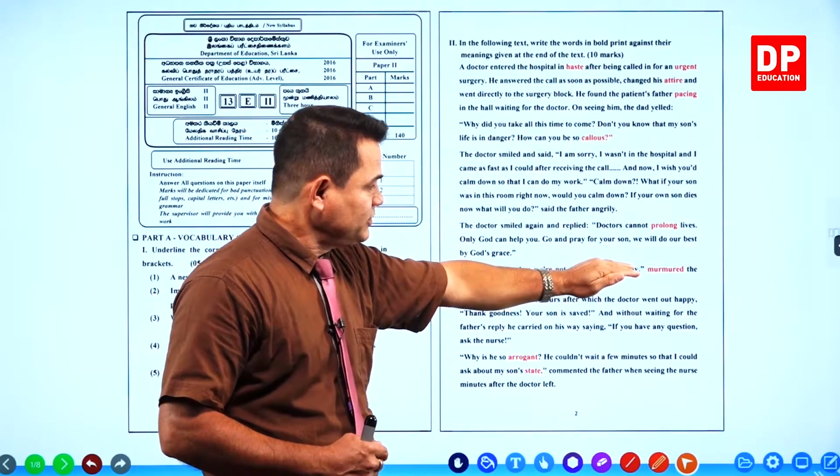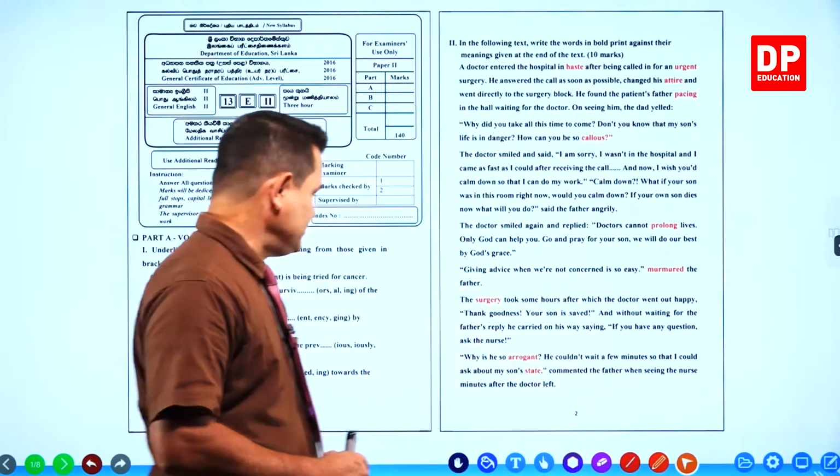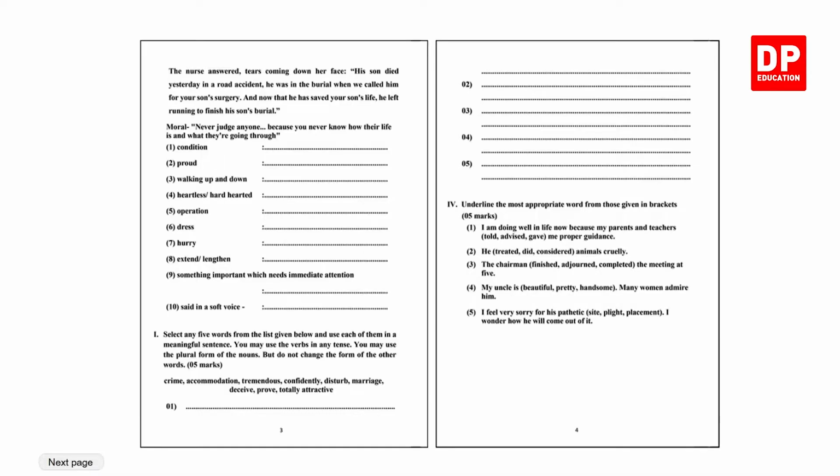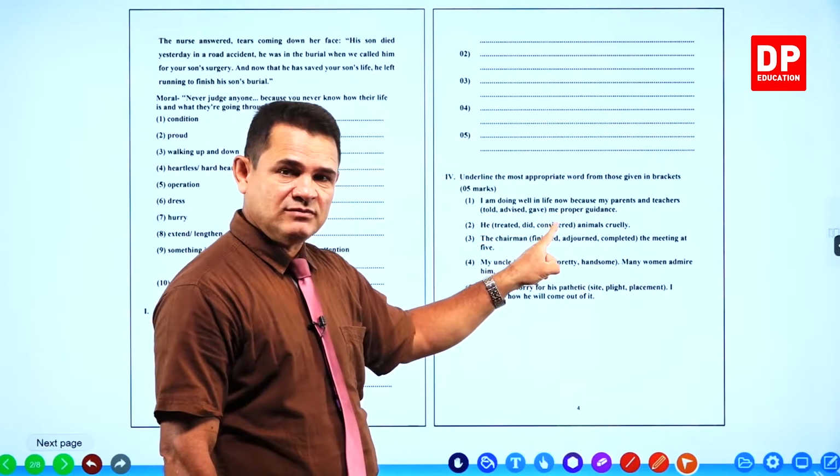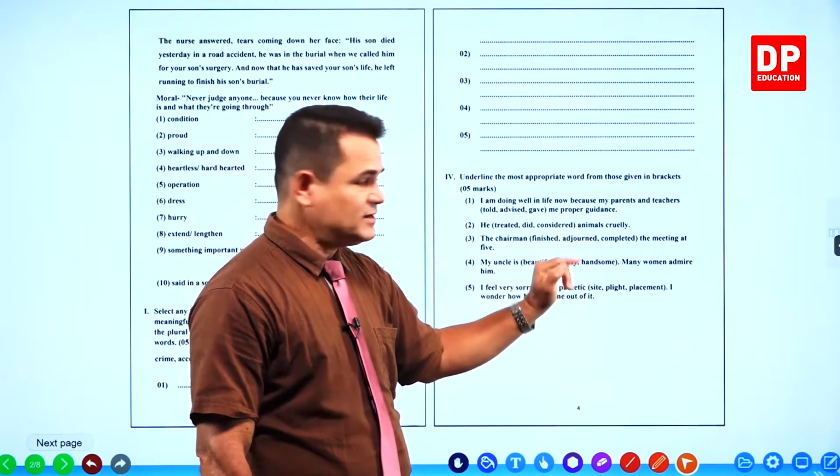So you have to read this one. There are some activities to be done like this. And so there's another question for you to read and underline the suitable word. There are 3 options given.